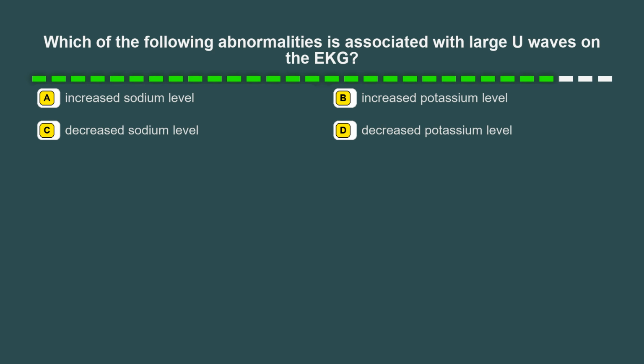Question 46. Which of the following abnormalities is associated with large U waves on the EKG? Option A. Increased sodium level. Option B. Increased potassium level. Option C. Decreased sodium level. Option D. Decreased potassium level.